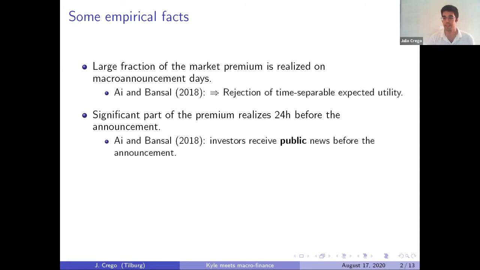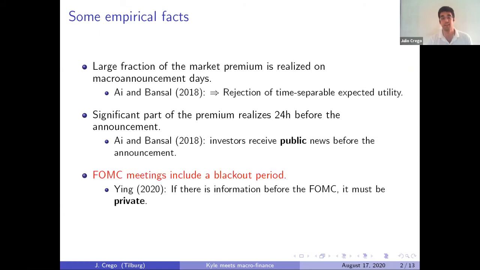Now the problem is that FOMC meetings have this premium realized before the meeting. And then A.M. and Chao show that if investors receive some public signal about the information in the meeting, you will have this market premium realized before. So since they consume at the announcement and they learn before the announcement, everything holds. And then the motivation of Chao is saying FOMC meetings include a blackout period, so there is no possibility to have a public signal. So what happens when we have a private signal?